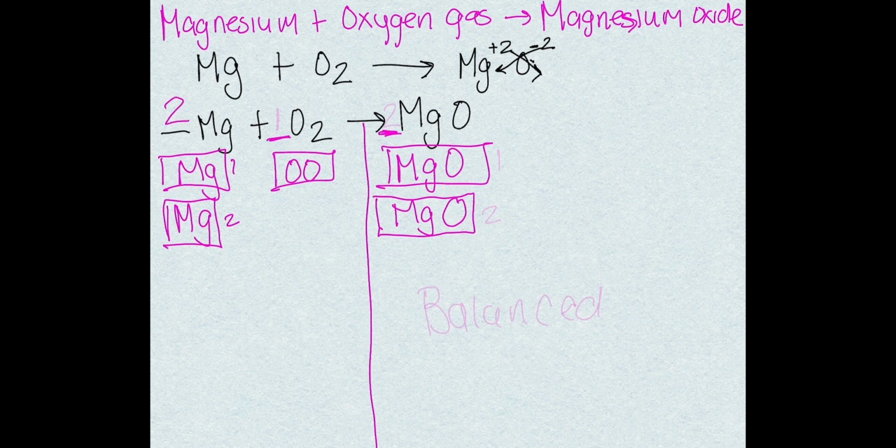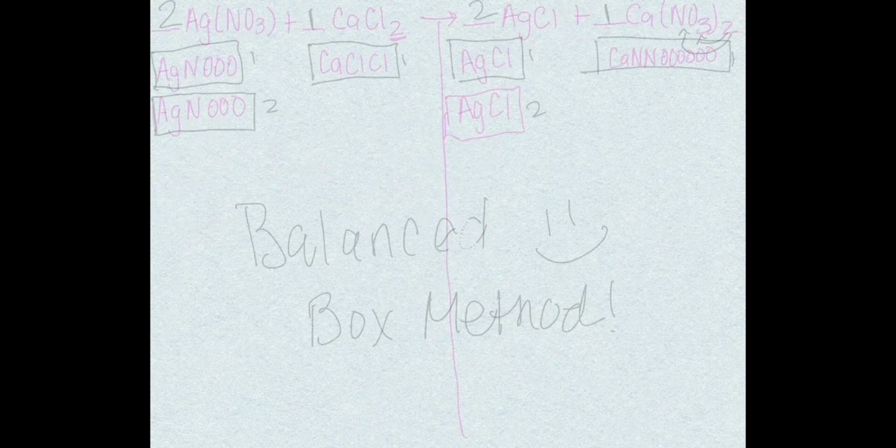For oxygen, I have 1 box. So my coefficient is going to be 1. And for MgO, my boxes are 2. So my coefficient is going to be 2. And now we are balanced. And we're good. Okay. Now I'm going to do a bit of a more challenging example. Okay. We'll do a bit of a challenging example. So let me give myself some room here.